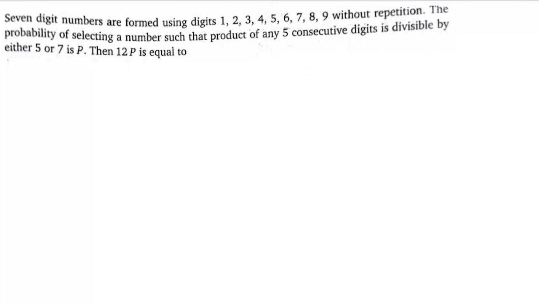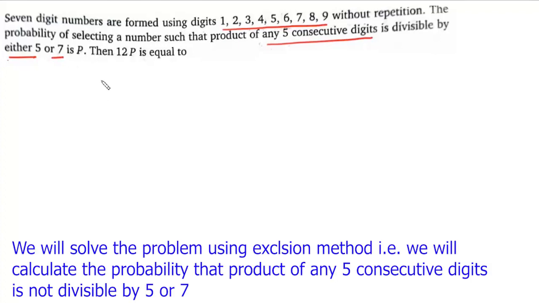Now here the question is, 7-digit numbers are formed using the digits 1, 2, 3, 4, 5, 6, 7, 8 and 9 without repetition. The probability of selecting a number such that the product of any 5 consecutive digits is divisible by either 5 or 7 is p, then 12p is equal to. Now first we'll calculate the total number of numbers that can be formed. Now the total number of numbers that can be formed is simply 9C7, and then once we have these 7 digits, we can form these numbers in factorial 7 ways. So it will be 36 into factorial 7, and that's our total number of ways.